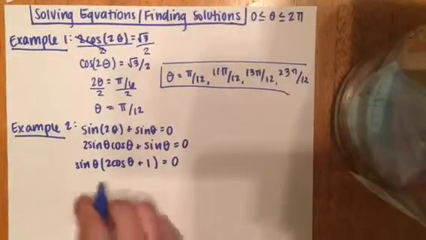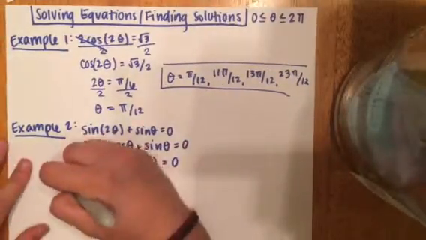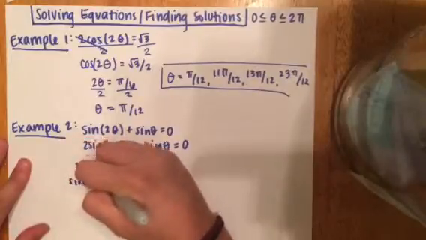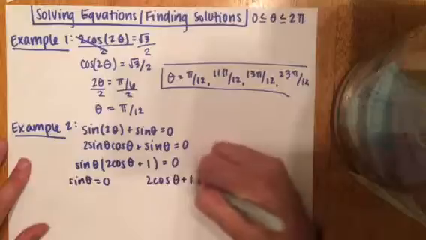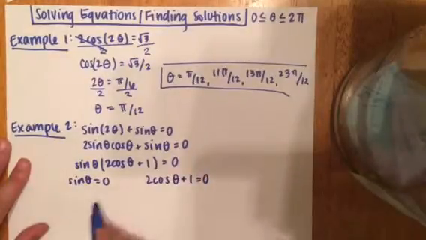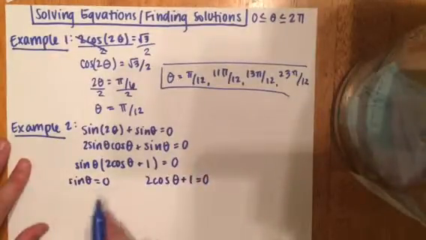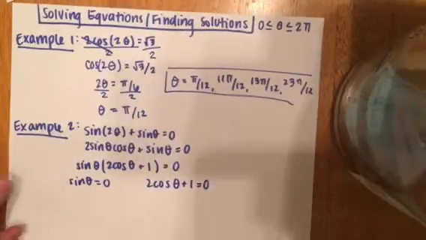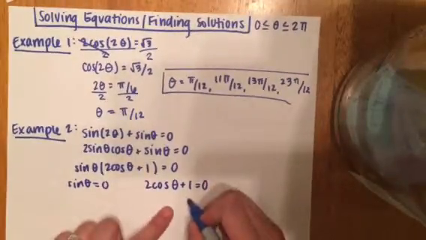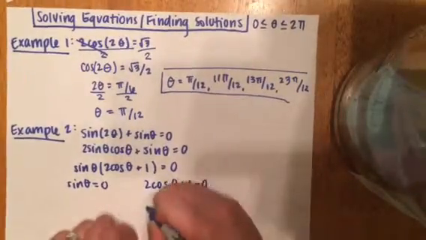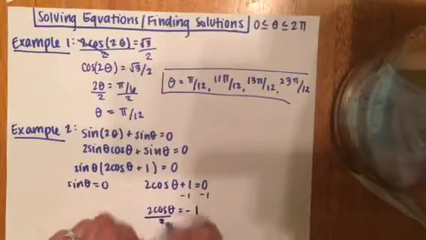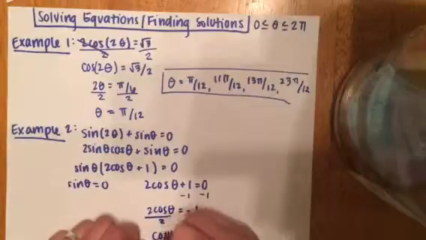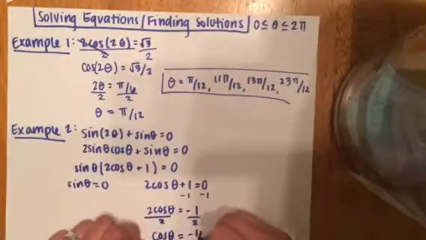So now we can set both of these equal to 0, and we have sine of theta equals 0, and 2 cosine of theta plus 1 equals 0. So this one is simplified as far as it can be. That one's set. But we can simplify this one more. So we're going to subtract the 1 on both sides. So we have 2 cosine of theta equals negative 1. And then divide by the 2, and we're left with cosine of theta equals negative 1 over 2.